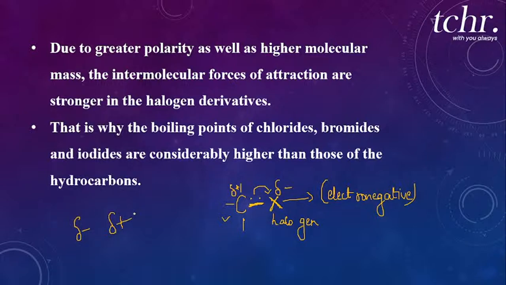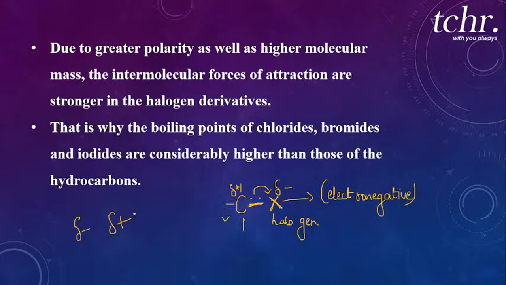Partially negative, partially positive means the force of attraction, which we call the intermolecular force of attraction, is very high in haloalkanes, because the halogen, which is partially negative since it is highly electronegative, will try to attract electrons towards itself and develop a partial negative charge, whereas carbon will not be able to attract electrons more towards itself because it is electropositive, so it will have a partial positive charge.